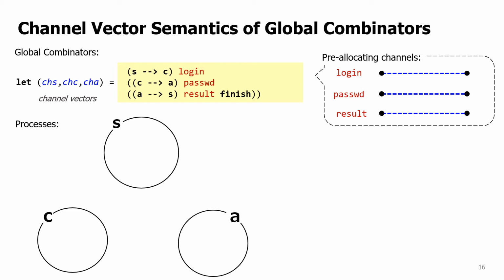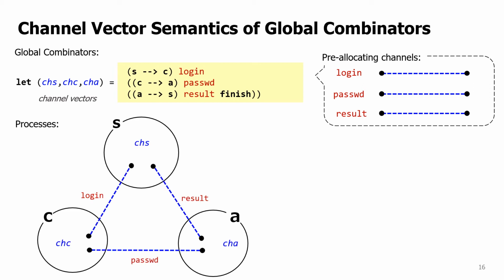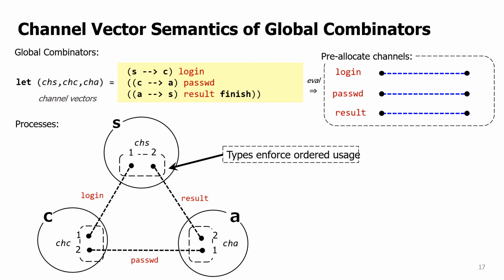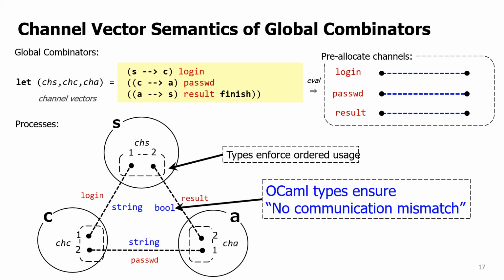These channels are distributed over the participants, and the order of usage of these pre-allocated channels is enforced by the structure of the channel vector. Because these pre-allocated channels are OCaml's typed channels, the type system checks the message types as well.